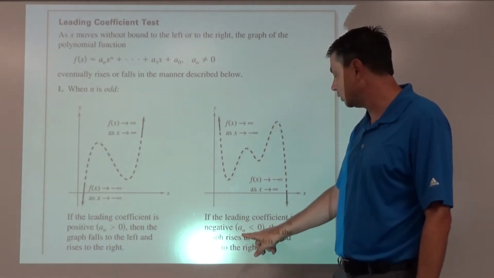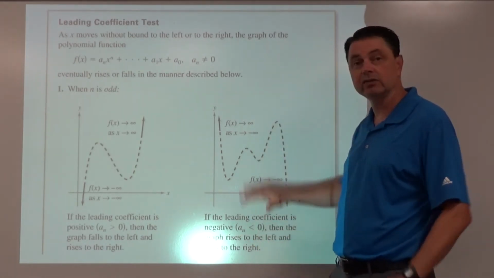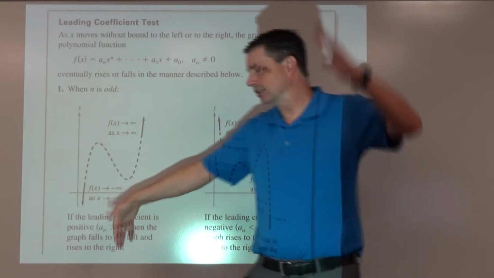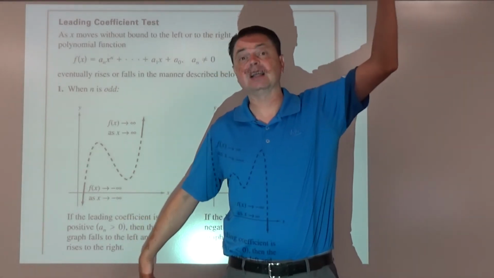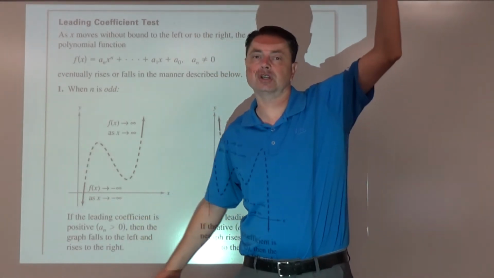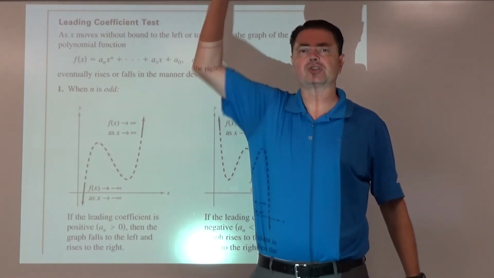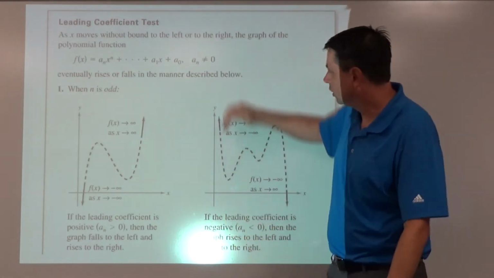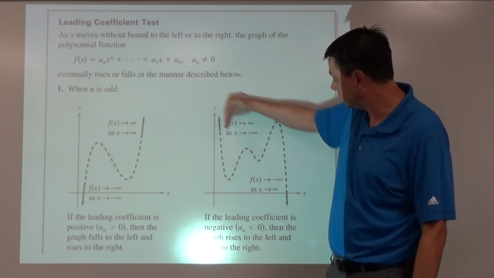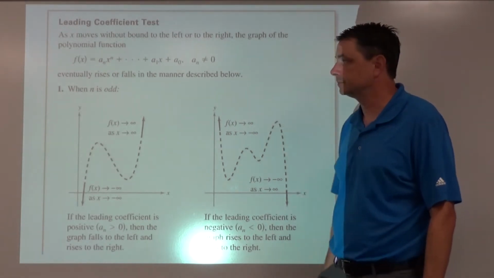If the leading coefficient is negative, so we have a reflection, instead of starting low and ending high, like the x cubed parent function, it's going to flip: start high, end low, or rises to the left and falls to the right.